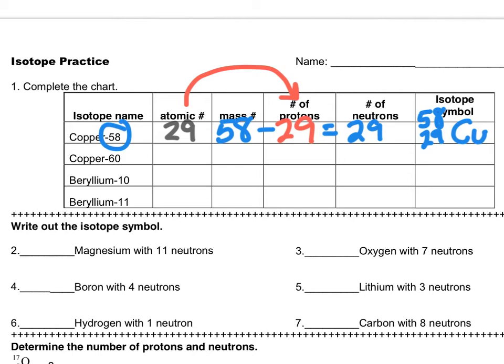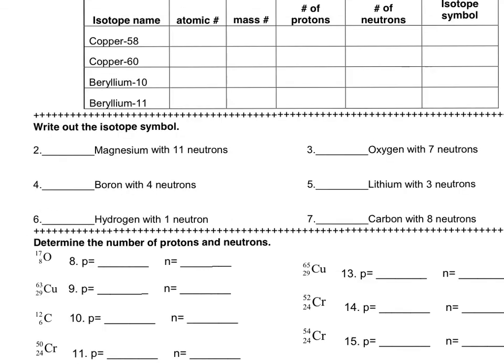Use your periodic table to fill in the rest of chart number 1. For problems 2 through 7, you are supposed to write the isotope symbol given the amount of information. I always like to write myself notes about how to write isotope symbol. Remember that you put the symbol of your isotope on the right-hand side and think like there's an imaginary middle.